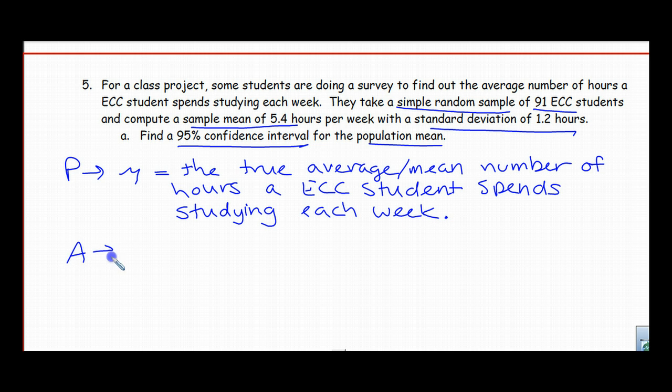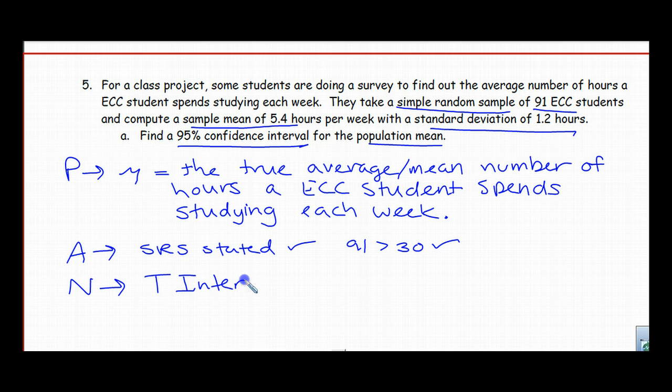Okay, my assumptions. Random, it does say simple random sample, so let's say SRS stated. Check. And the other one, we're doing means, so it was n is greater than 30. I'm surveying 91 students, so 91 is greater than 30, and that checks off as well. We said before it's a confidence interval, it's a mean, so I'm doing a t interval.